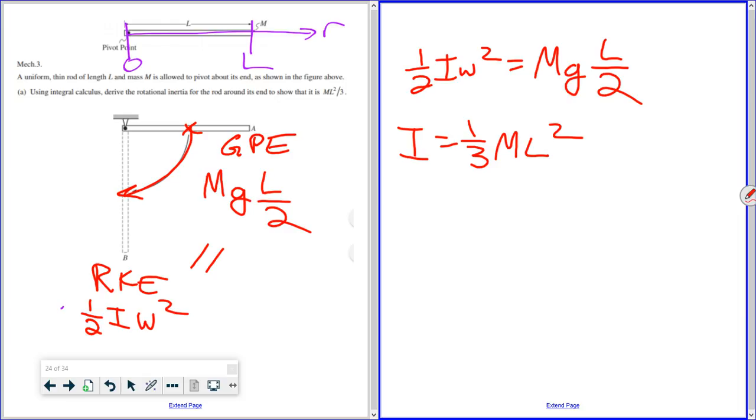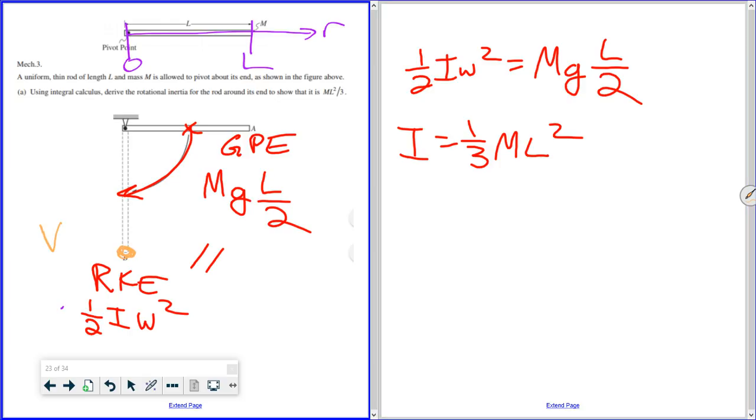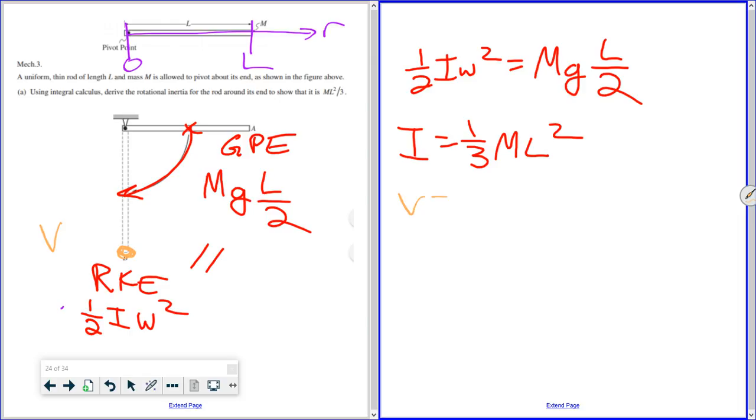The velocity of this end point down here, right? So we want the linear velocity, the tangential velocity of that point. So I've got to find a way to put that into the equation. Oh, but v is just omega times r, right? What's my r? Omega is v over r, and what's r, you guys? L, right?